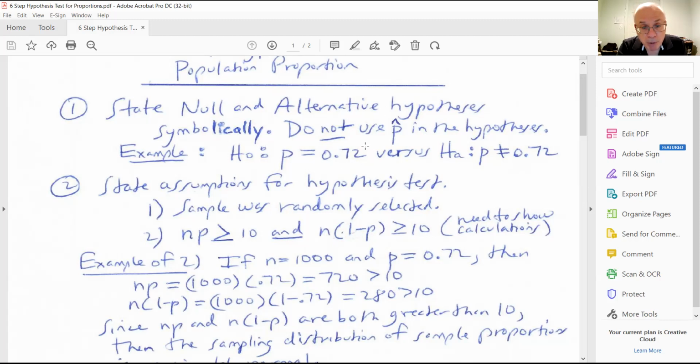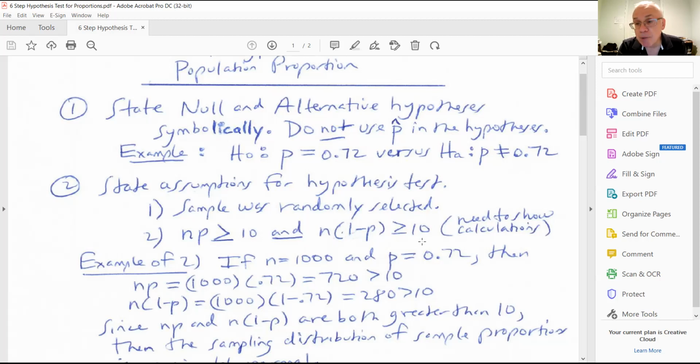So this example up here where it's 0.72, we would put 0.72 times whatever N is. So again, we have to take N times P and see if it's greater than or equal to 10, and also N times 1 minus P to see if it's greater than or equal to 10. So again, in the final exam, they're going to ask what are the assumptions.